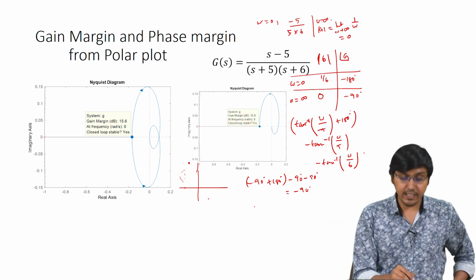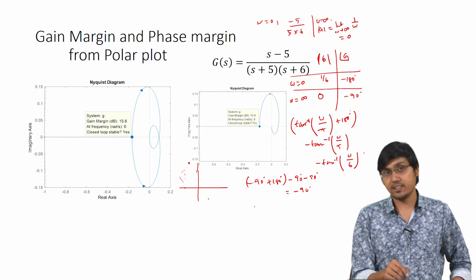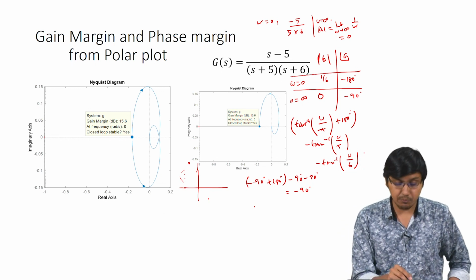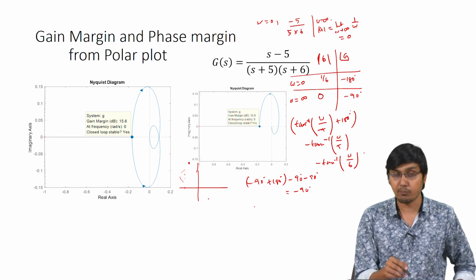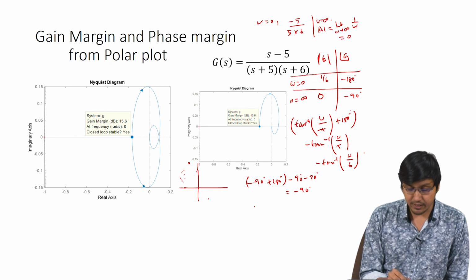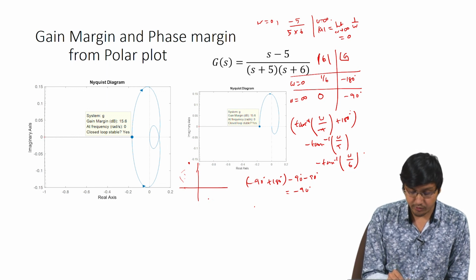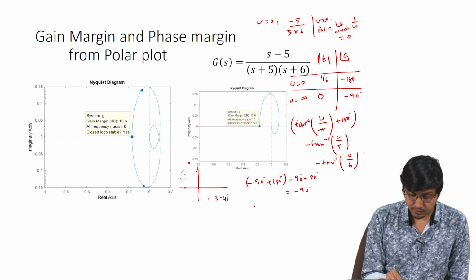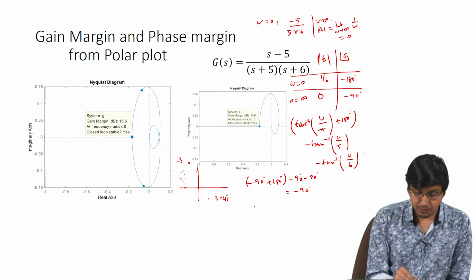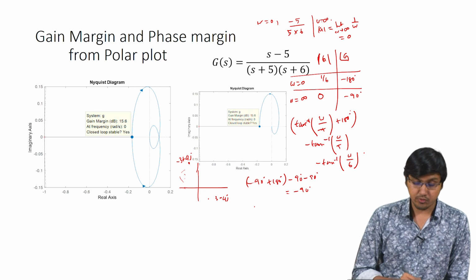This quadrant thing you can recollect from complex numbers, how to find the angles of a complex number. So basically you can imagine something like minus 3 plus 4j, and 3 minus 4j here, and minus 3 plus 4j here.